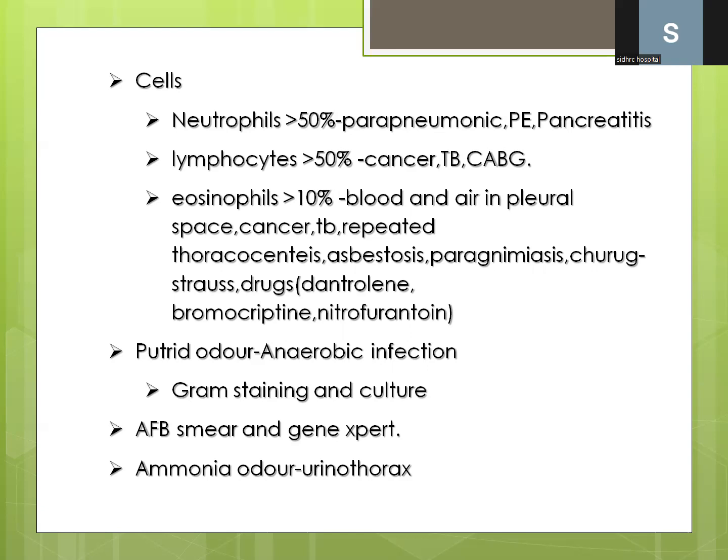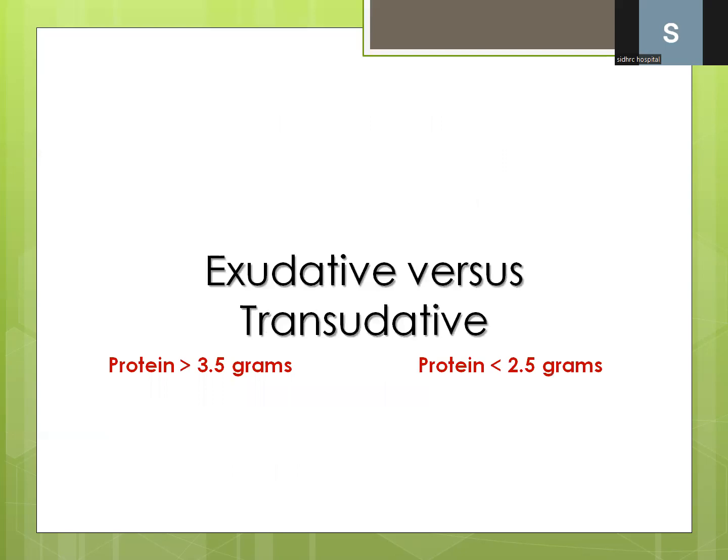For that, we do gram staining and culture to know the organism and treat the patient. AFB smear and GeneXpert are an essential part. We send culture, GeneXpert, and smear in the pleural fluid. An ammonia-like odor will represent urinothorax. So we've been talking about exudative and transudative.